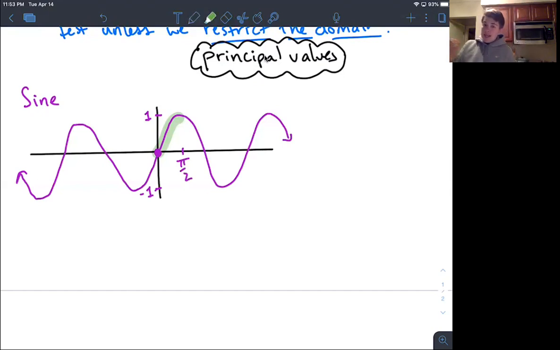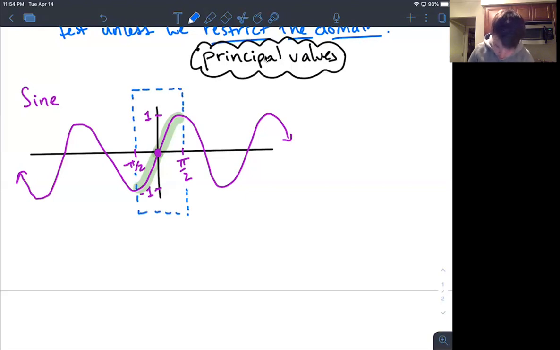I can't go any further, or I'm going to fail the horizontal line test, because I want to stick close to the origin. So let's go back the other way. As soon as I take that curve and start going up, boom, I have failed the horizontal line test. So I can only go down to the very bottom, -1. And if we think about where that happens on the unit circle, that is at negative pi over 2. So y'all, this is the restricted domain. These are the principal values for the sine function.